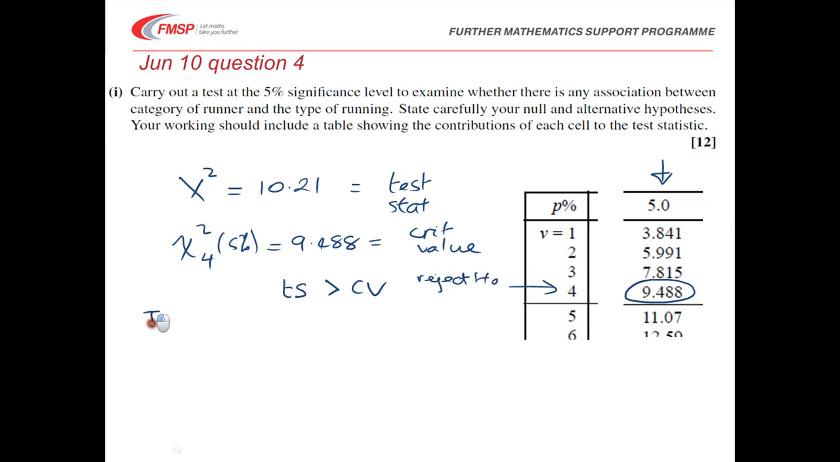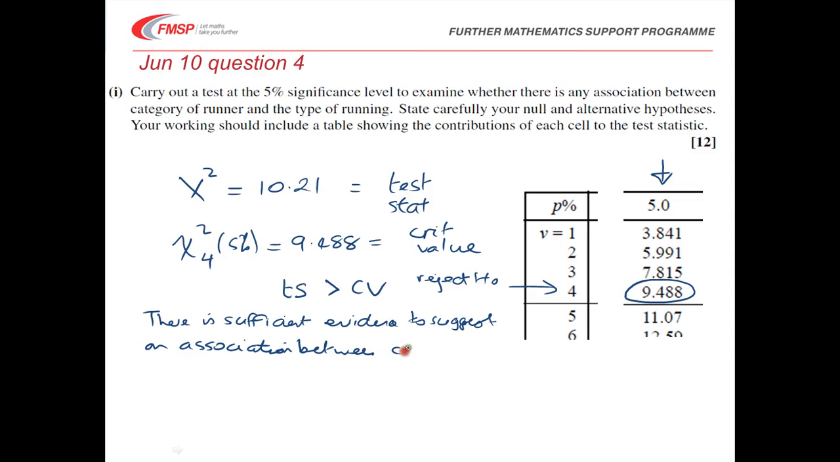Okay, so there is sufficient evidence to suggest an association between, and again you've got to contextualize this, so between category of runner, and again don't shorthand this, write it exactly as it is, and type of running. Okay, so this statement's really quite important here.